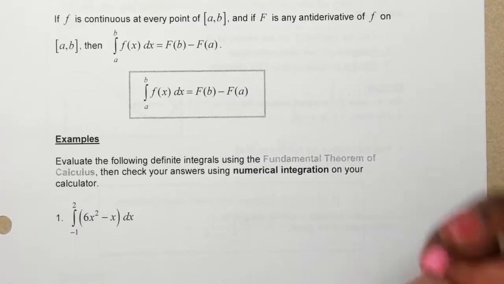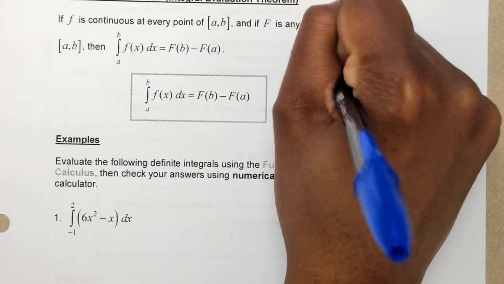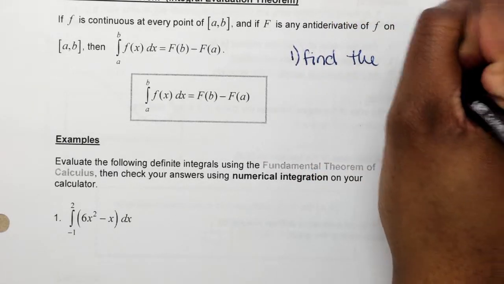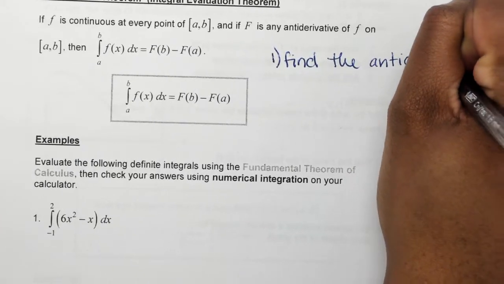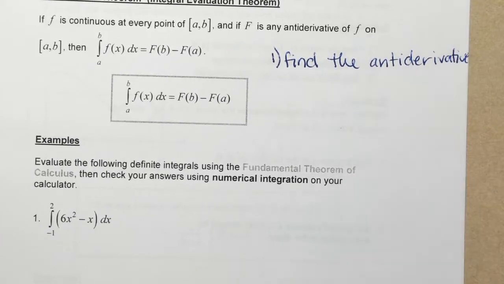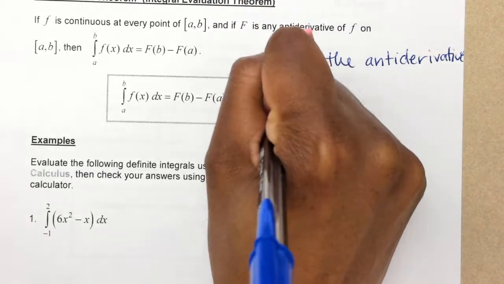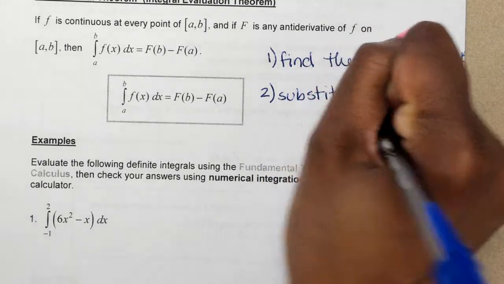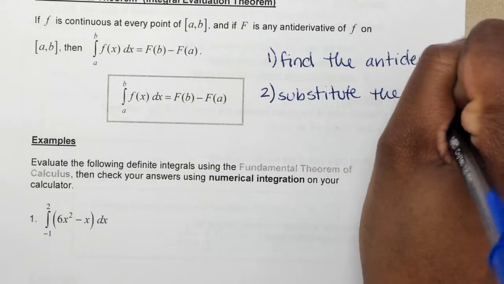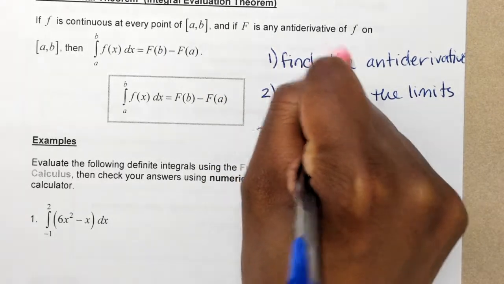So the way that we find this, there are 3 steps. The first step is to find the antiderivative. Okay, so our first step is to first find the antiderivative. Our second step is to substitute the limits. And then our last step is to subtract.